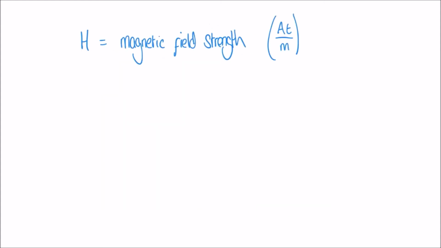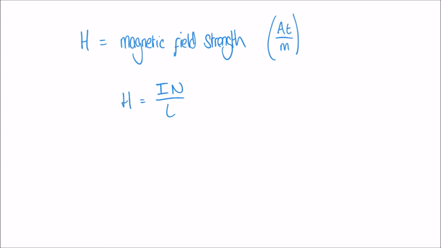Based on this, we can calculate a new parameter which is called H, the magnetic field strength. It's measured in this unit at the end here, amp turns per meter, which will become a little bit more apparent in just a second when we look at the formula. So H is a measure of the strength of the magnetic field produced by this solenoid. And we can say that H is calculated by the formula I times N over L.